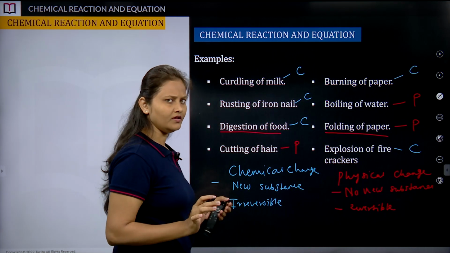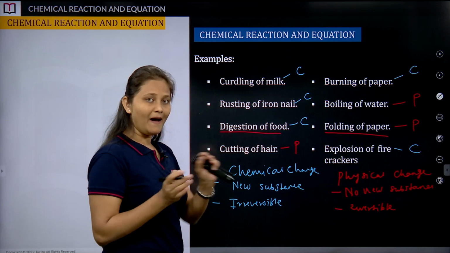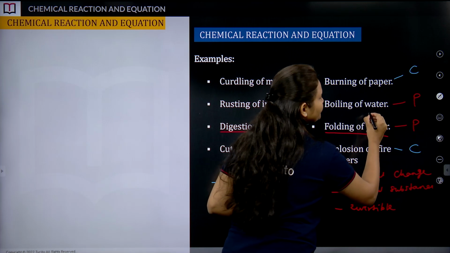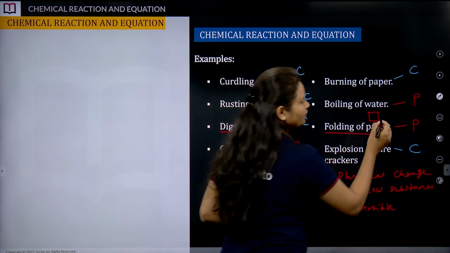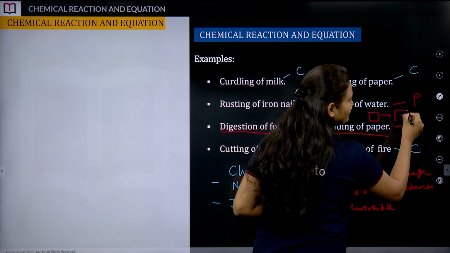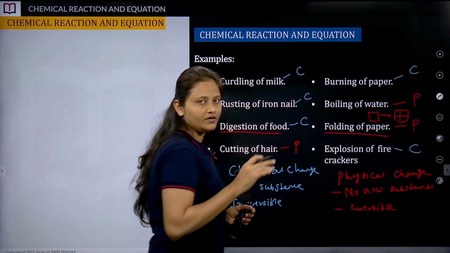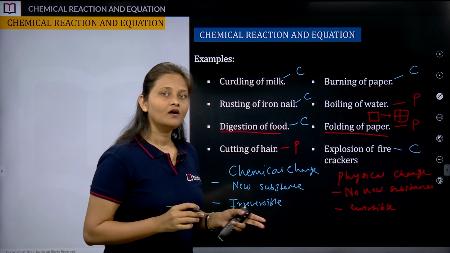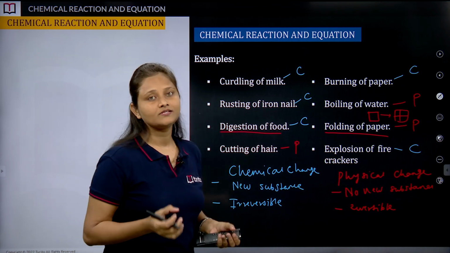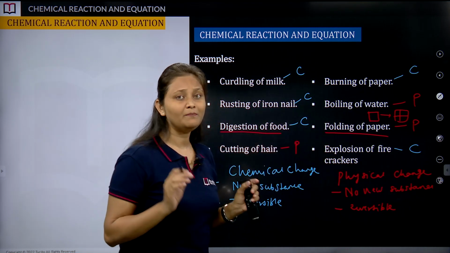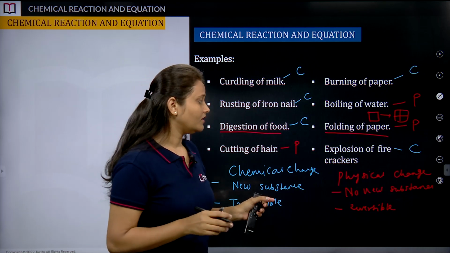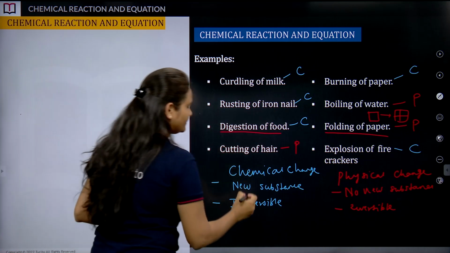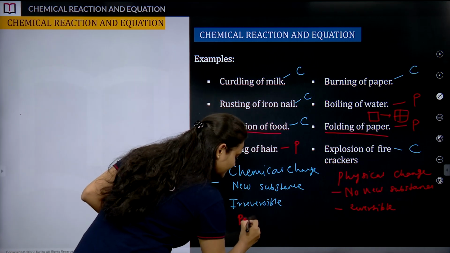There are some exceptions. Such as folding of paper, I can make it back, but it won't look the same. Now if you fold it, after unfolding definitely you are going to see some lines on it, right? You are not going to get a plain paper. So we can say it is irreversible. We cannot get the plain paper back, but still it is not a permanent change. That is our next property, that chemical changes are permanent.